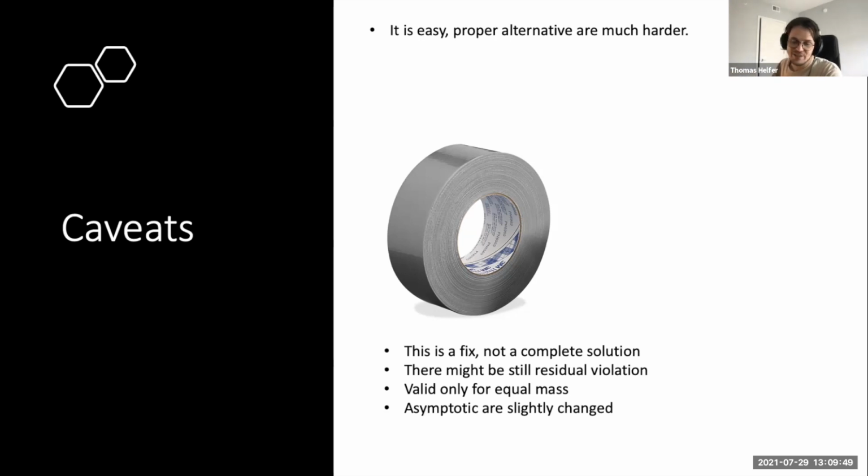So again, this is very similar. This is a really good fix. It gets rid very fast of most of your problems, but it's not the proper thing. There's more work to be done to really get this right. And another point, this is valid for equal mass, at least in this specific form. And the asymptotics are slightly changed, but these are the caveats.